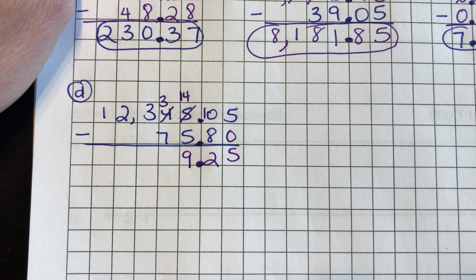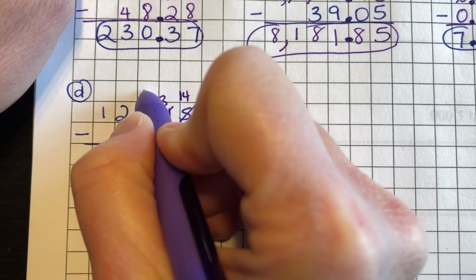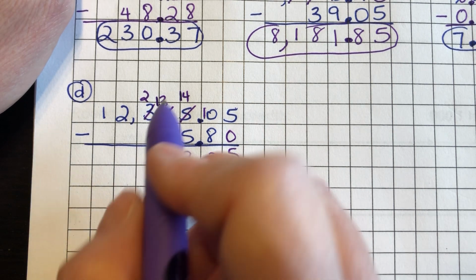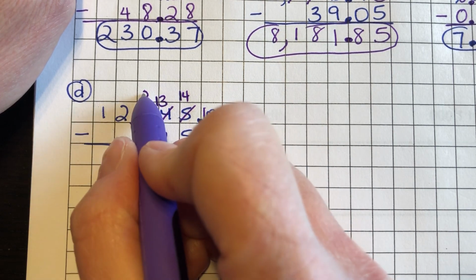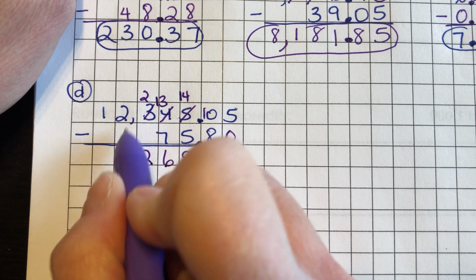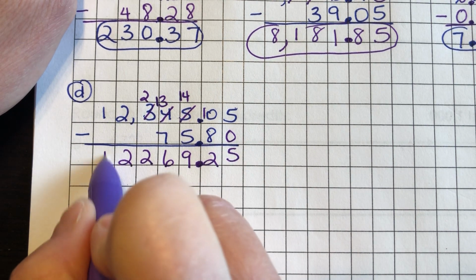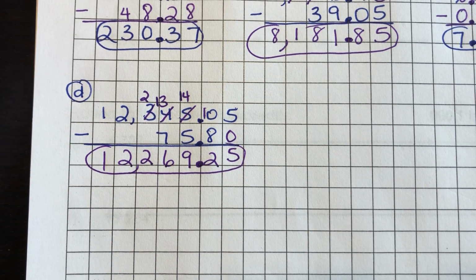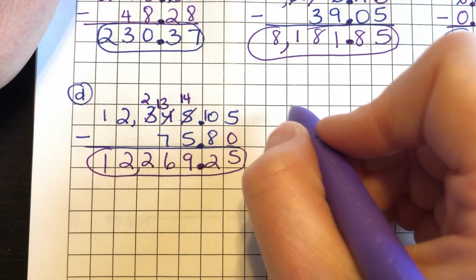I can't take 7 away from 3. I have to borrow again. So this 3 becomes a 2, and now I have 13 minus 7 instead. And 13 minus 7 is 6. 2 minus empty box, 2. 2 minus empty box, 2. 1 minus empty box, 1. And we put our comma in. 12,269.25. All right, we're cruising now.